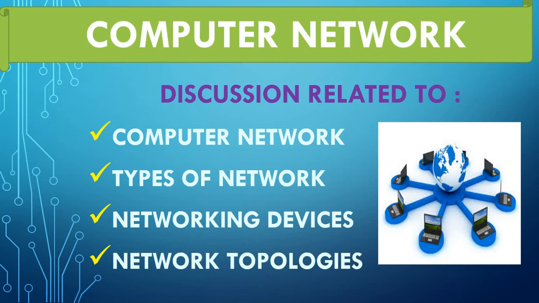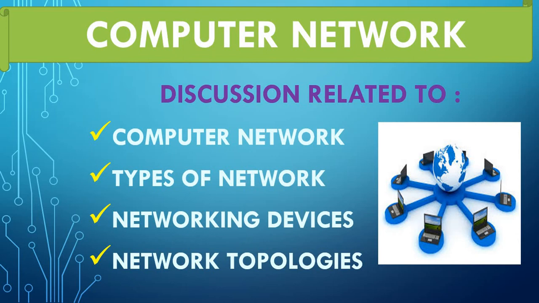We can categorize networks on the basis of the distance covered by them, the communication media used and the type of connections between computers. So there are 4 types of network. First one is LAN. The full form of LAN is local area network, which covers a distance not more than 5 km. If we connect computers in an office, in a computer lab or in a building, it will be considered a LAN.